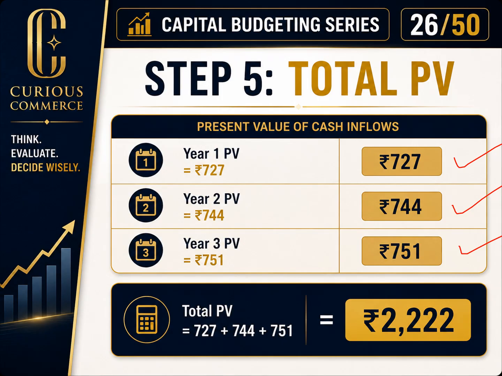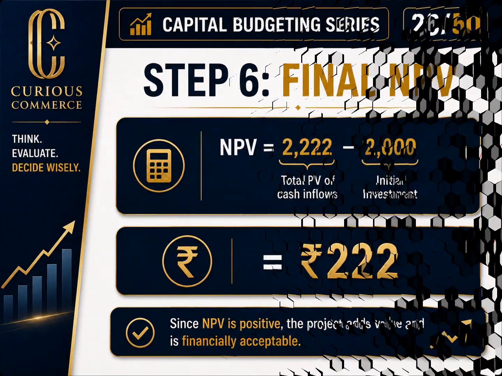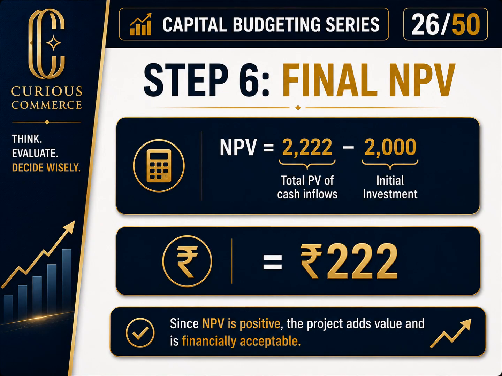Now the total PV is ready. The final step remains: calculation. The total present value is 2222, minus the initial investment, which is 2000. The final answer is 222. This is the positive NPV.